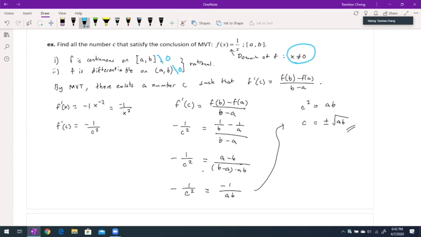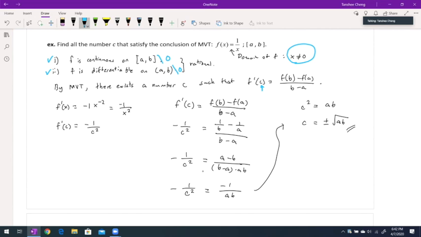Now, I can say that by the mean value theorem, since these two criteria are met, it's continuous and differentiable, there exists a number c such that the slope of the tangent line at that point c is equal to the slope of the secant line on the endpoints. So now we want to find out what those c values are. In order to do that, first we find the first derivative. The first derivative is negative x to the negative 2 power, which gives negative 1 over x squared.